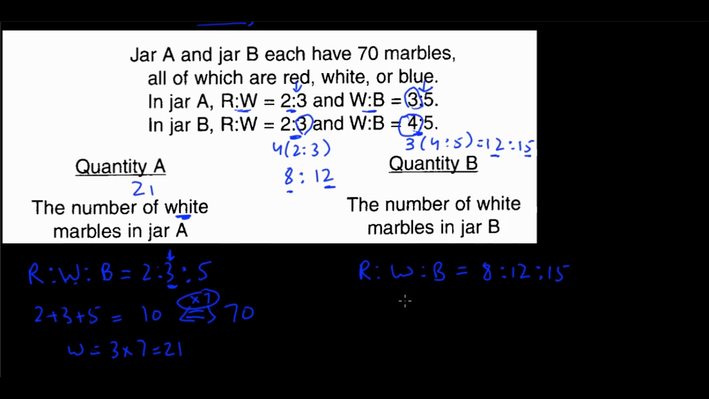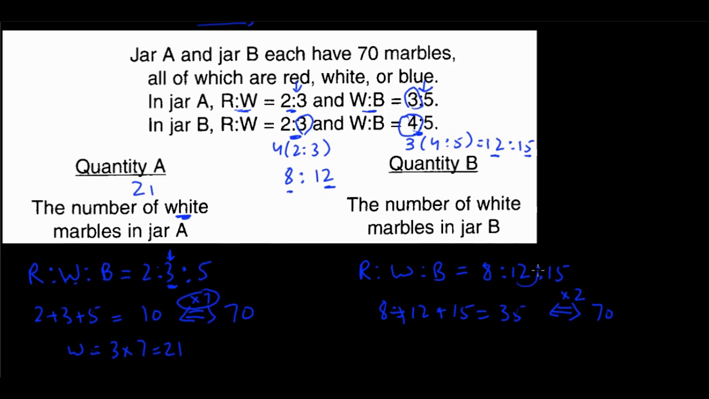Okay, so again you add up these ratio values. Oops, I have to add them up. So this will give me 35, and these 35 represent the total in the jar, which is 70. So my multiplier in this case is 2.